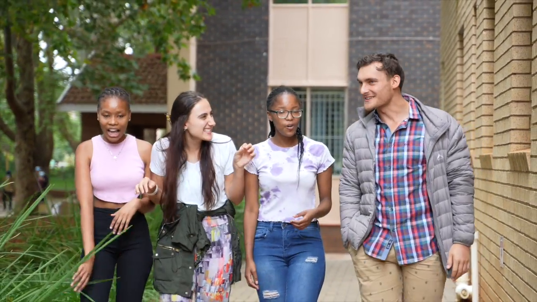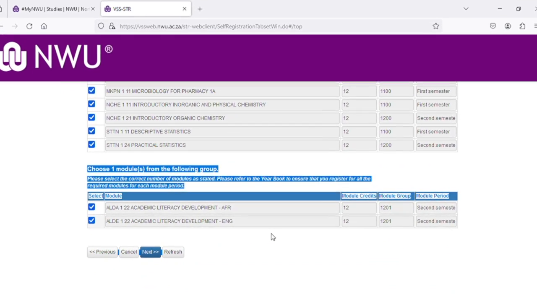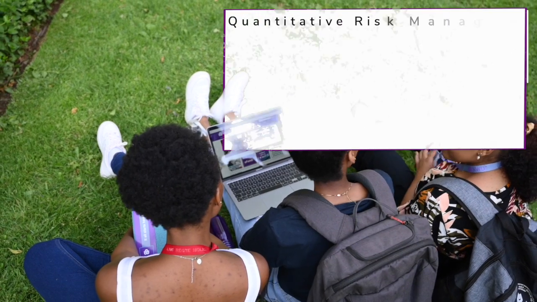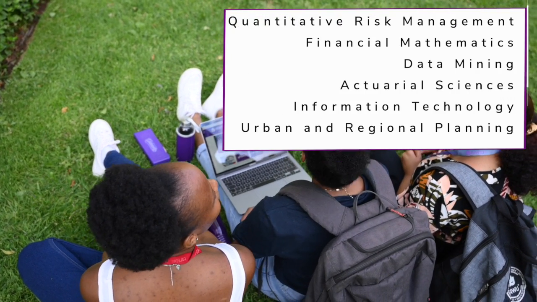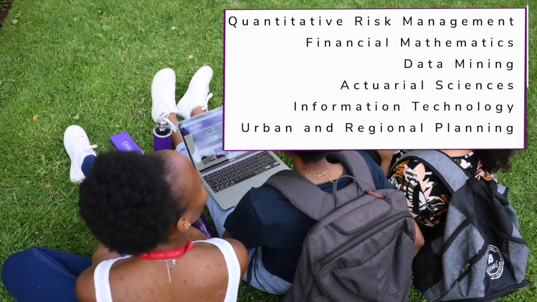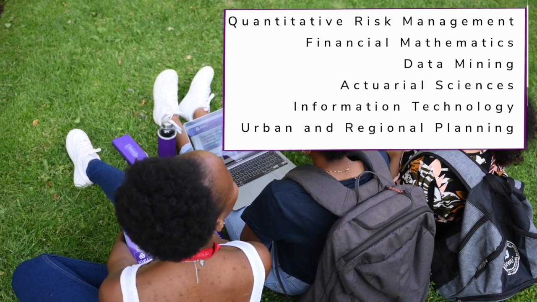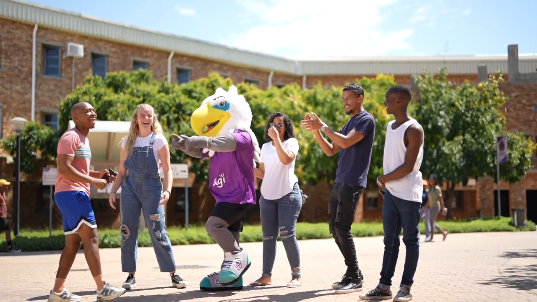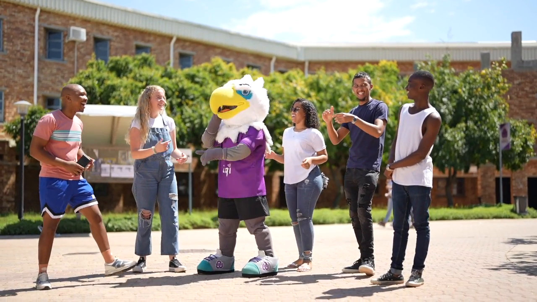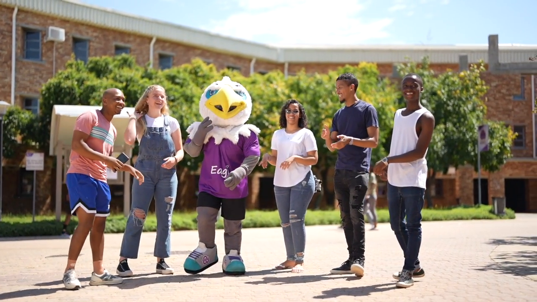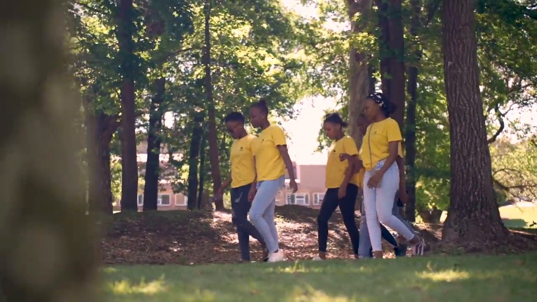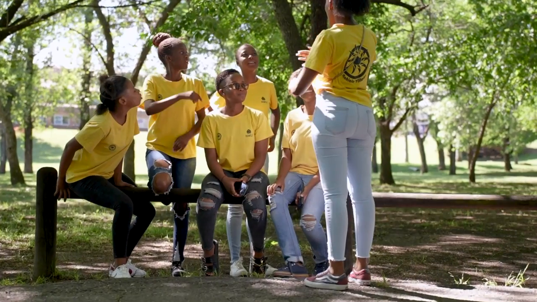Students with code 4 or 5, except for law and certain programs in natural sciences, will be exempt from ALDA or ALDA E 111. The exceptions that are allowed to continue with 122 and receive module credits for 111 are quantitative risk management, financial mathematics, data mining, actuarial sciences, information technology, and urban and regional planning. This module should not be deregistered, as module credits will be loaded on the student's record and they can register for ALDA or ALDA E 112 in the first semester depending on their faculty: engineering, humanities, and health sciences only.